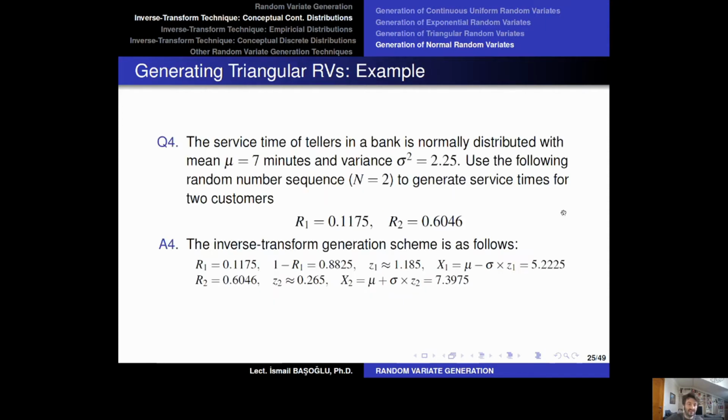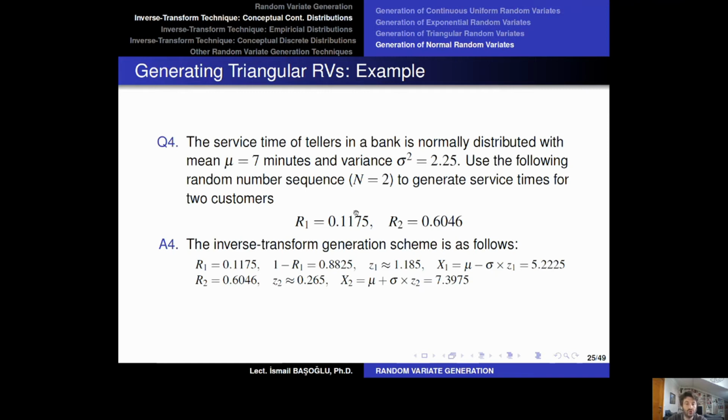So let's practice this. It says the service time of tellers in a bank is normally distributed with mean 7 minutes and variance of 2.25. Now you see, if the variance is 2.25, you can easily calculate the standard deviation equal to 1.5. Sigma will be equal to 1.5. It is not sigma square that we are going to use. We will use the standard deviation in the formula.